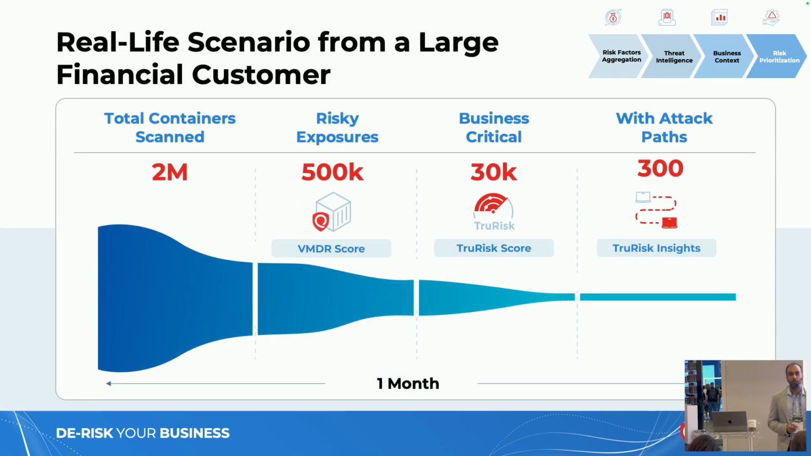And today we work with one of the largest financial banks. You may be using their credit cards here today. They scan over 2 million containers daily. But they're able to burn down their risk systematically because they start with understanding what the risky exposures are, filtering out what is actually business critical. We have the ability to dynamically tag assets or containers, which are ephemeral, so you can automatically have that business context from day one, but then really remediate with the attack path insight.